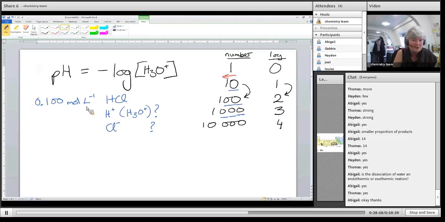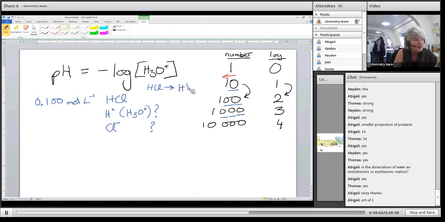Nobody want to have a go? Okay, remember my equation was going all the way to H plus and Cl minus. So I'm going to land up with nothing over here, and I'm going to have 0.1 over here, and 0.1 over there. Does that make sense? If I started off with 0.1 and then it all splits up, I'm going to have 0.1 of each.